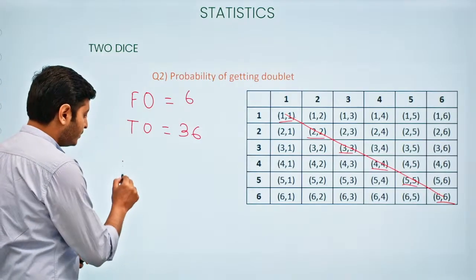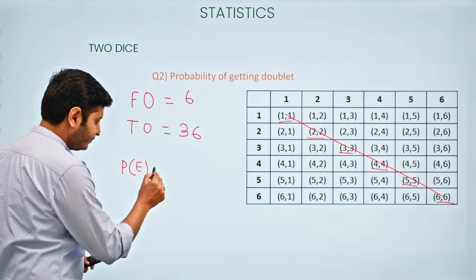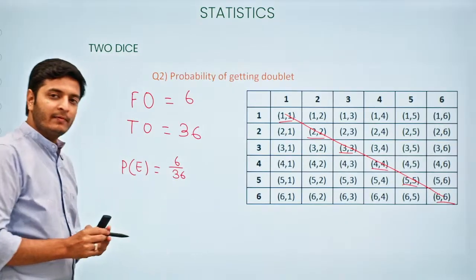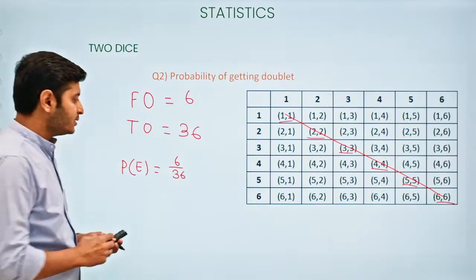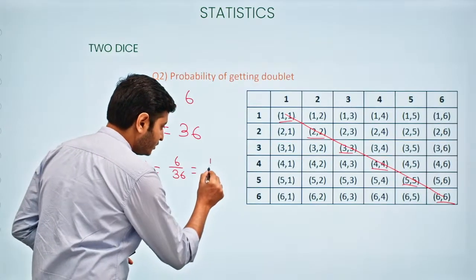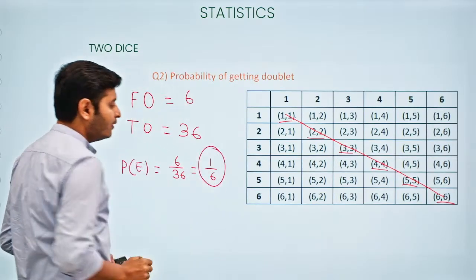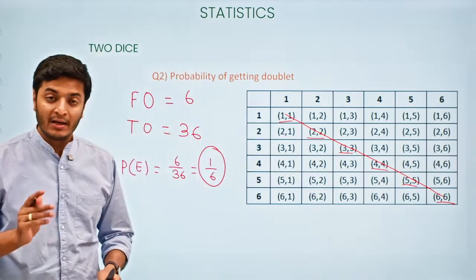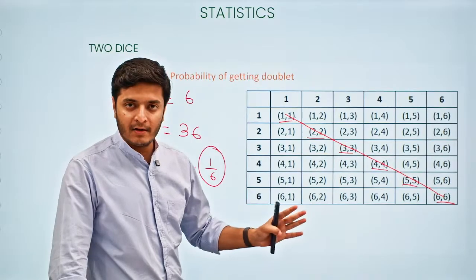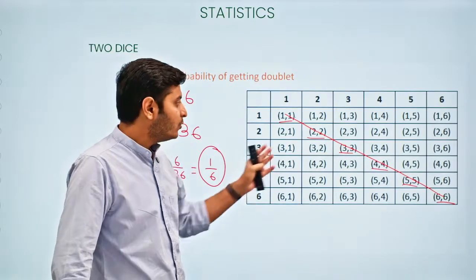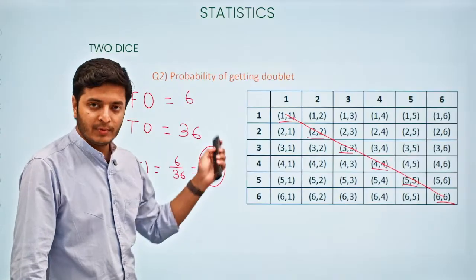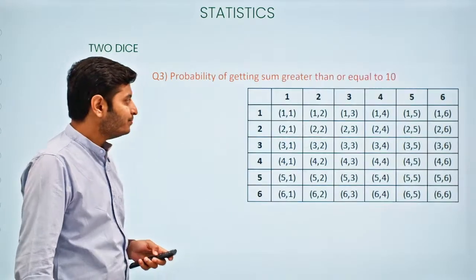So what is the probability of this event? It is actually 6 by 36. Is there any common factor? Yes, there is, and that is 6. So we can simplify this one further, and the probability would be 1 by 6. So the answer to this problem is 1 by 6. Again, see the benefit of creating the table, how easily we can calculate the probability, correct? So that's why I'm telling you, please do create the table.